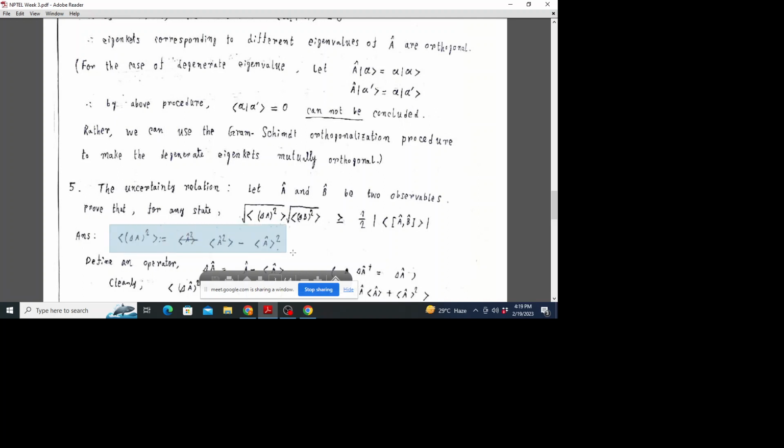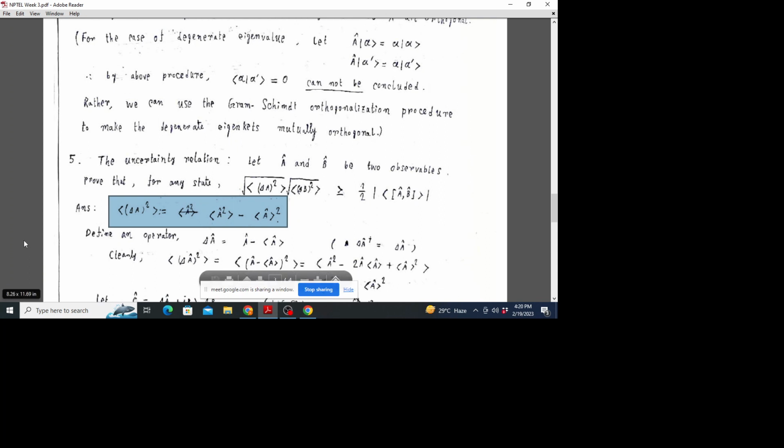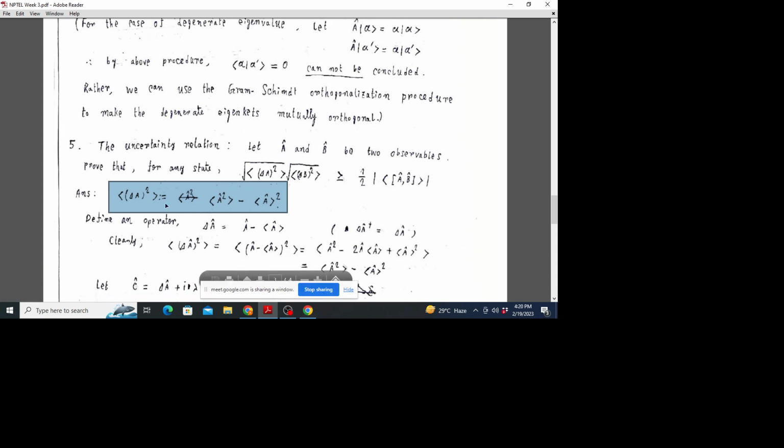So you know the uncertainty in measurement of A is given by this relation, right? We all know this. This is the expectation value of A square minus the square of the expectation value. So this is the square of the uncertainty. Now we can define an operator. Please note that here in the question, this is just a number. More importantly, this delta square is just a standard deviation, just a number.